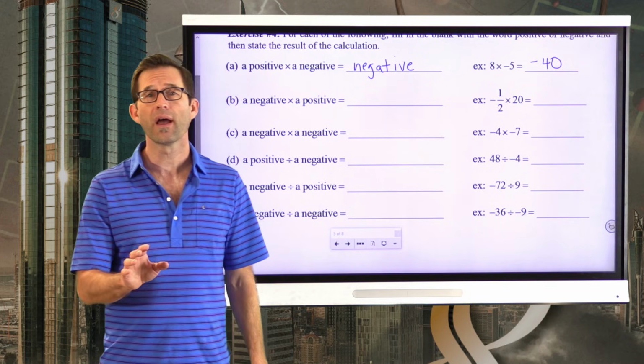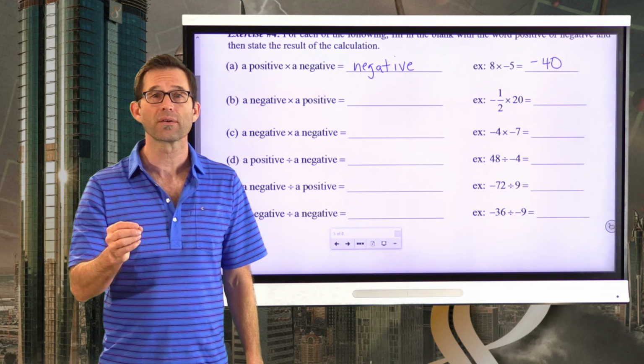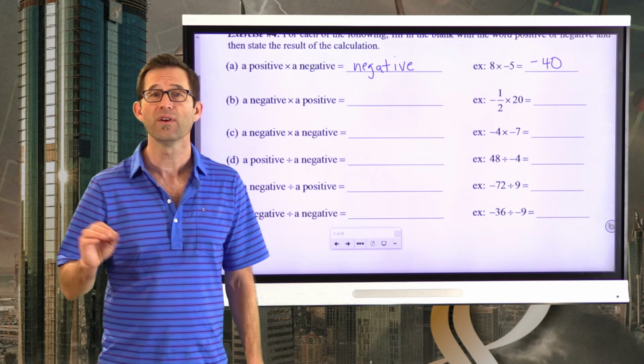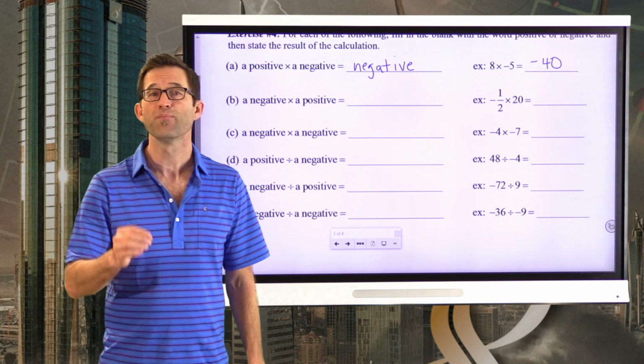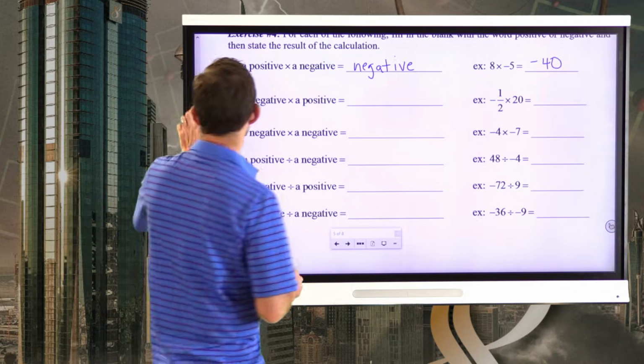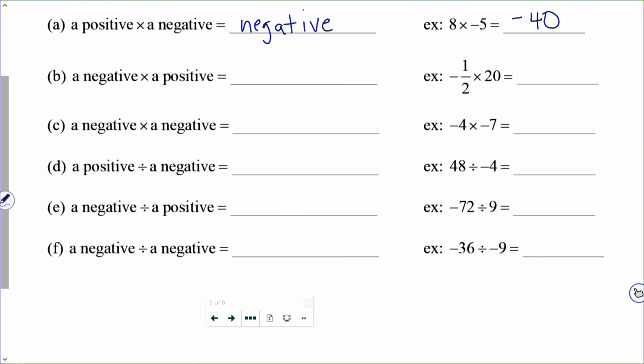So you're still going to find the answer to the product or the quotient the way that you normally would with normal multiplication and division. The question only is the final result positive or negative? So let's go back to the board. Letter B, a negative times a positive, therefore, would be a negative. Again, anytime we have two numbers that are multiplying each other that have different signs, we're going to end up having a negative.